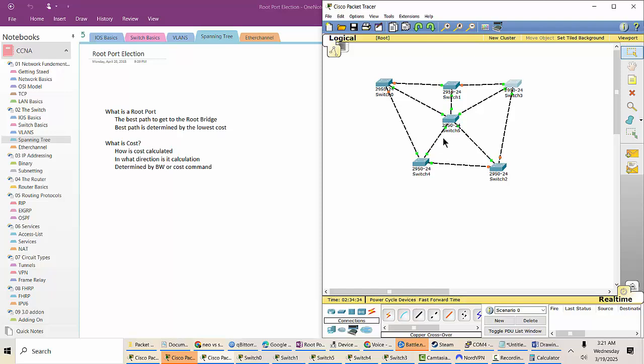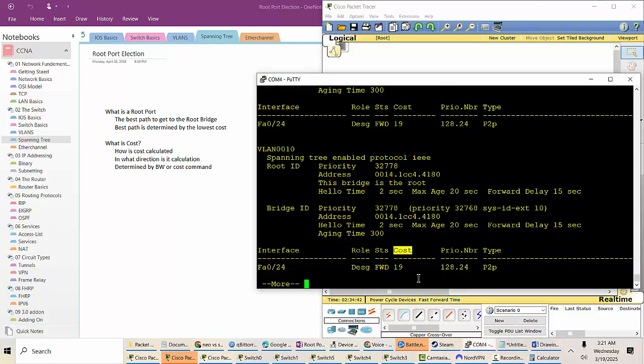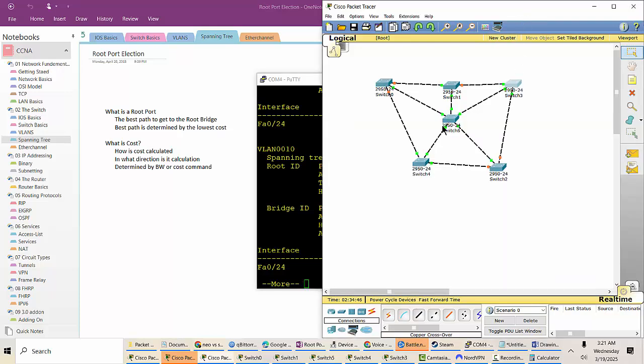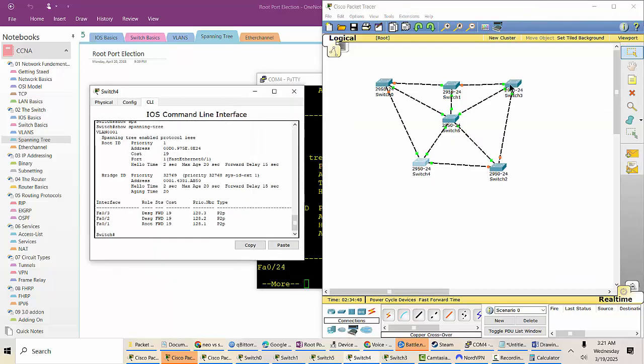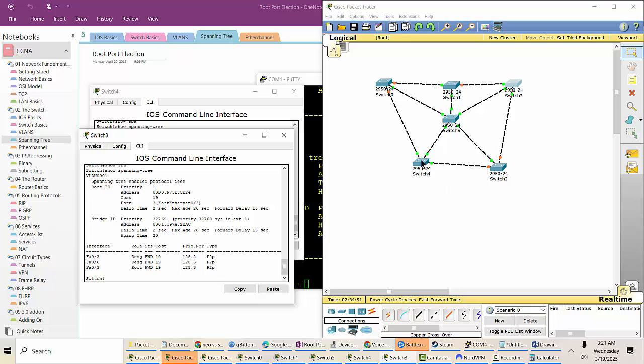If a 1 gig link has a value of 19, which you saw over there, then from this switch to this switch, 19 plus 19, what is that, 38? That is the cost to get from here to here.